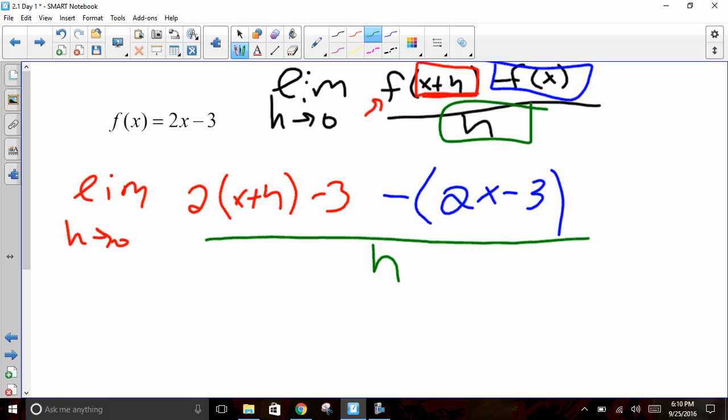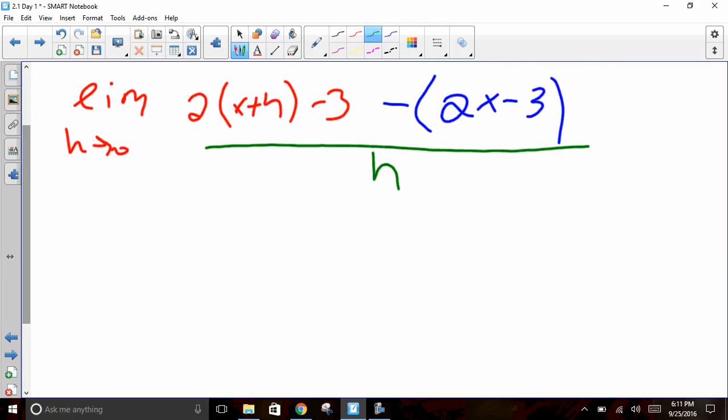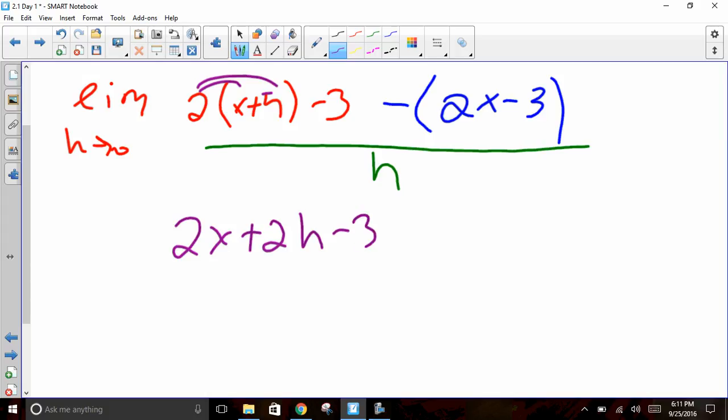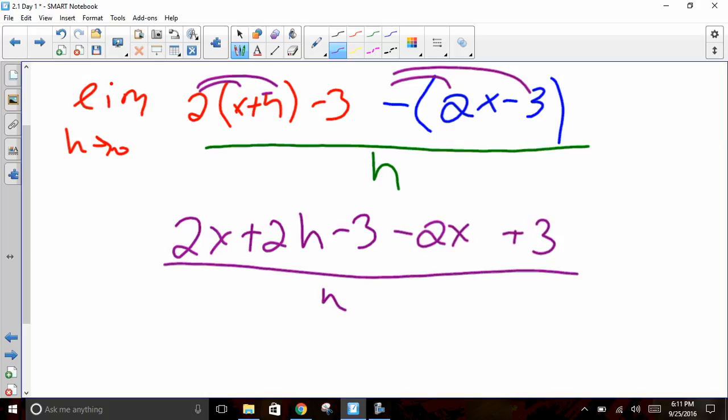Now, if you recall your limits rules from last unit, you would know that we cannot just go ahead and plug in 0, because it'll make it undefined. So what we're doing is we're going to simplify this in order to find this derivative, or this limit of this derivative. Okay, so I'm going to go ahead and multiply that 2 in now. So 2 times x gives me 2x. 2 times h gives me 2h minus 3. I have to distribute this negative sign through, so I have minus 2x plus 3 all over h.